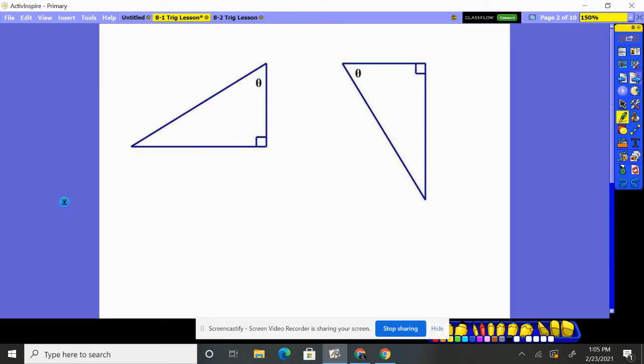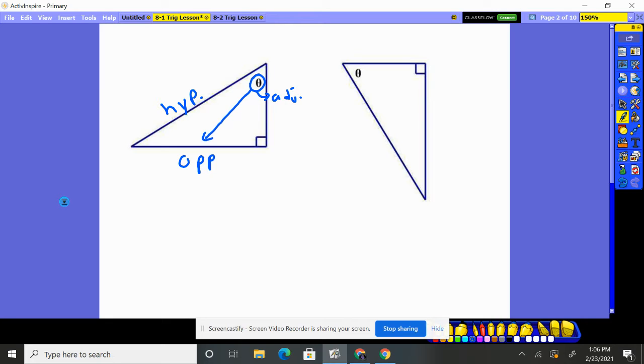Now, let's look at this right triangle. We have theta right here. Where's the hypotenuse? The hypotenuse is across from the right angle, so the hypotenuse has got to be there. If theta is located up here, who's this over here? This is going to be my opposite side. And then right beside me is going to be my adjacent side.